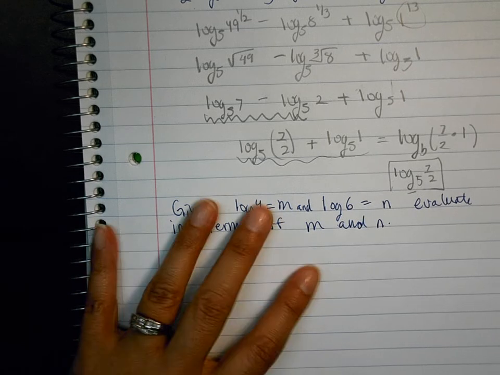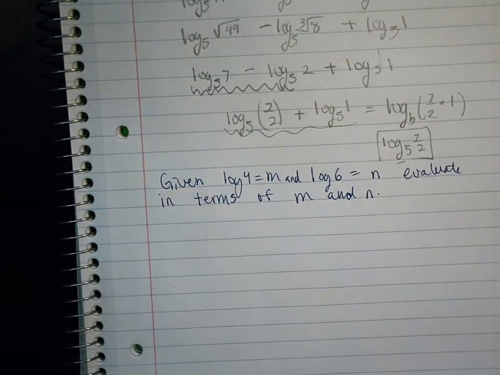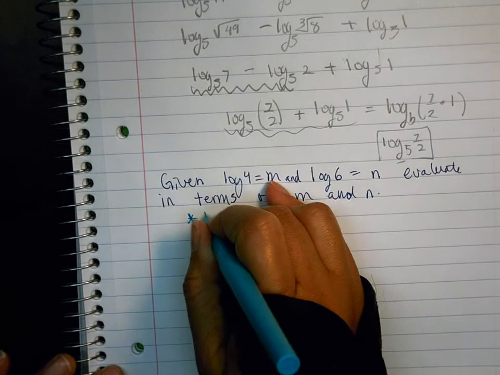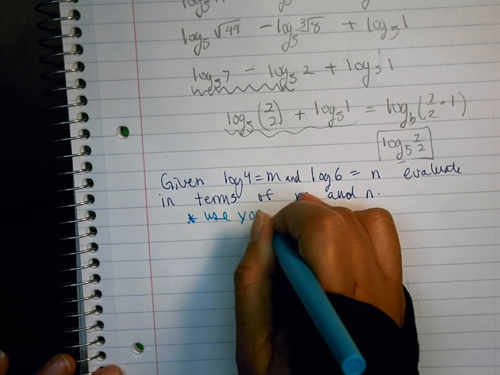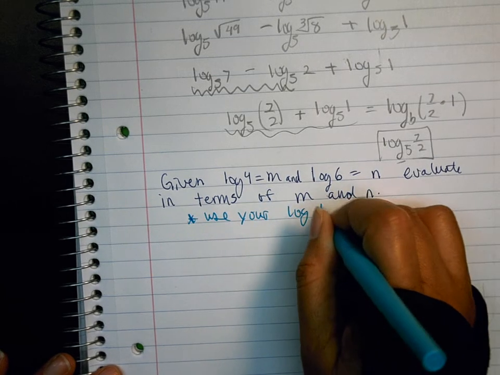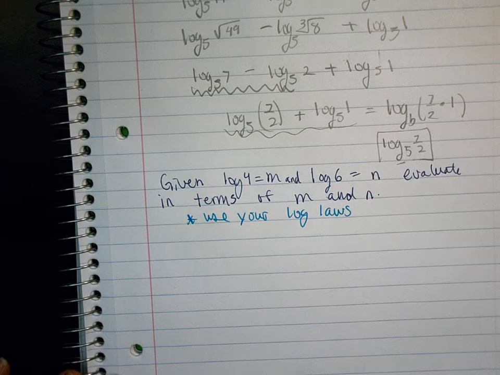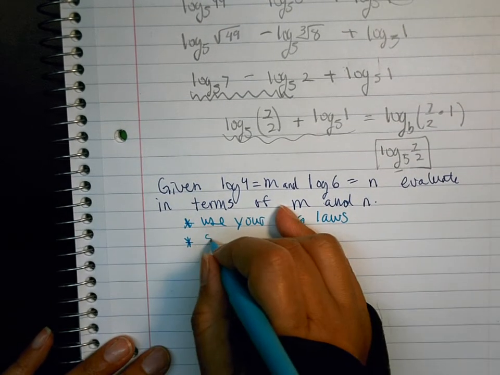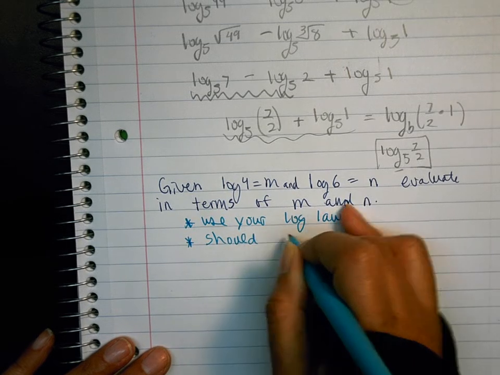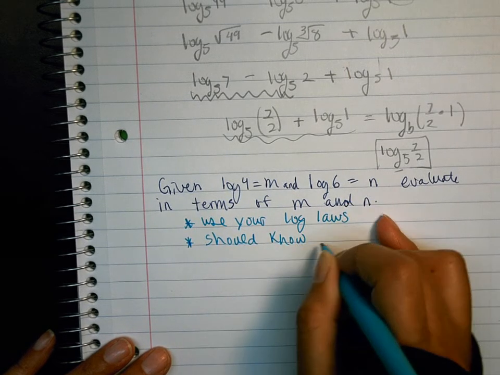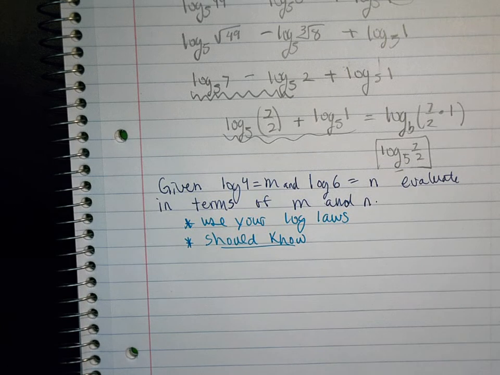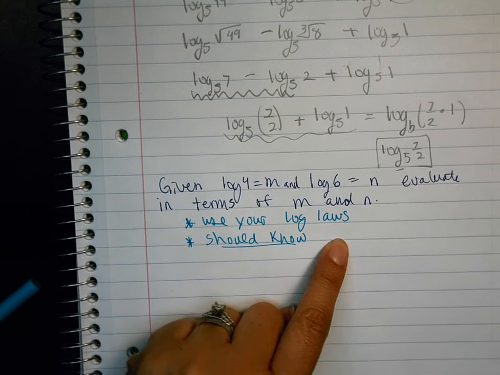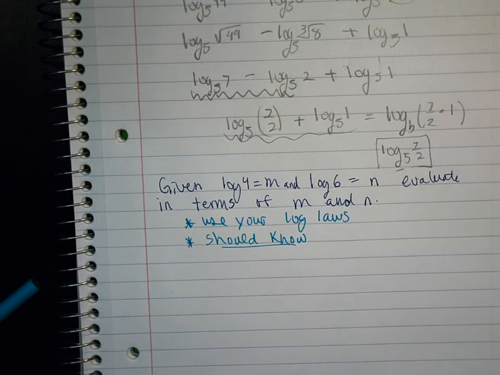Now a few things when you're doing this. These are special problems. You're always going to use your log laws. If you don't use your log laws, you're doing it incorrectly. The second thing you need to remember is there is always a should know. I'll tell you what that should know is in just a second. So there's always a should know.